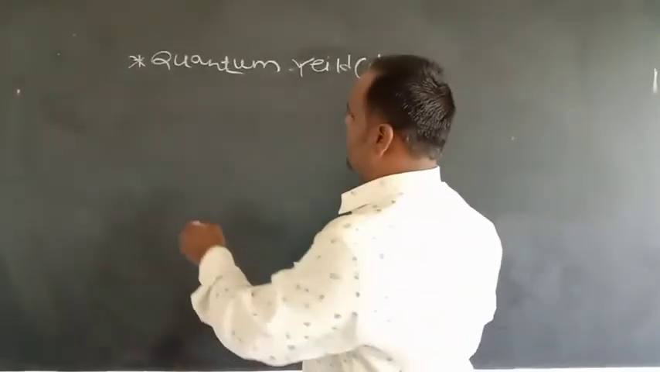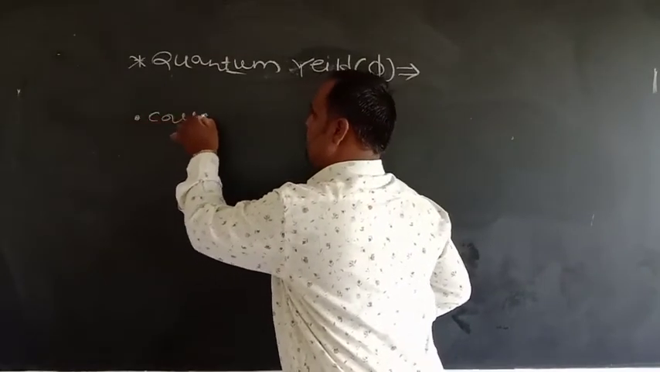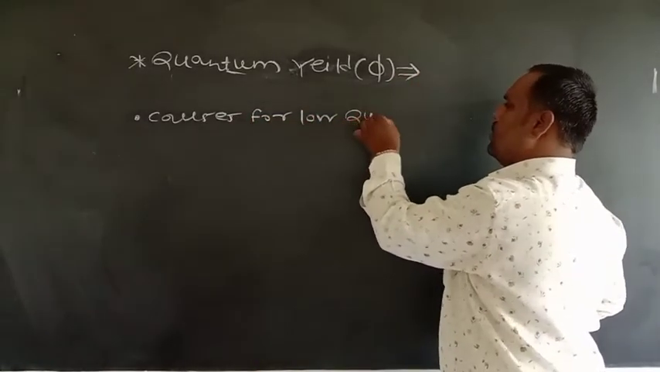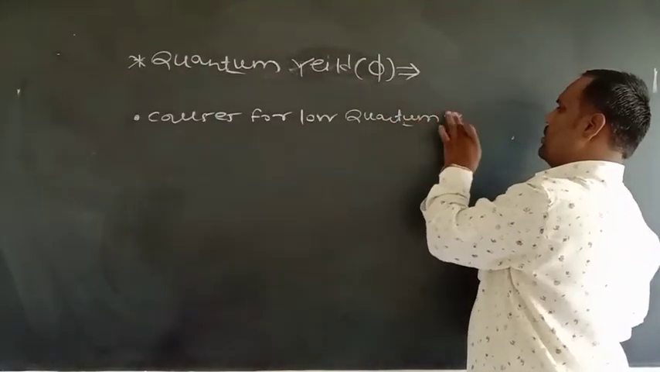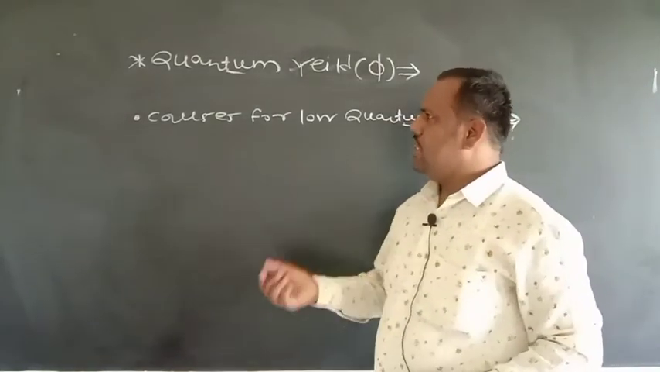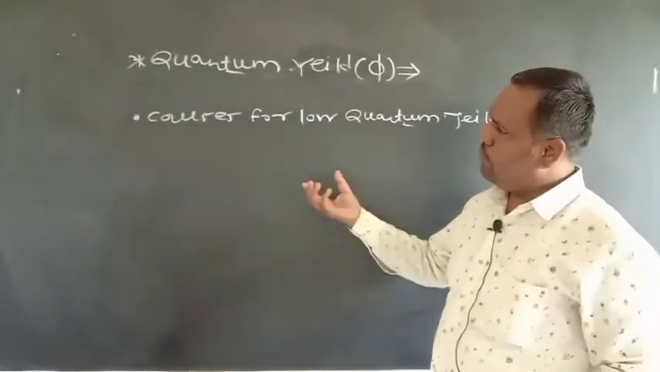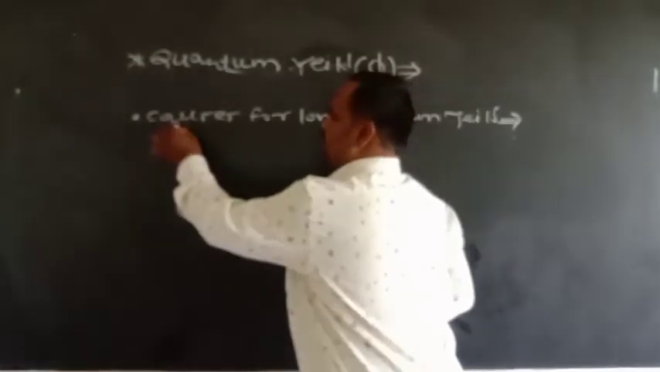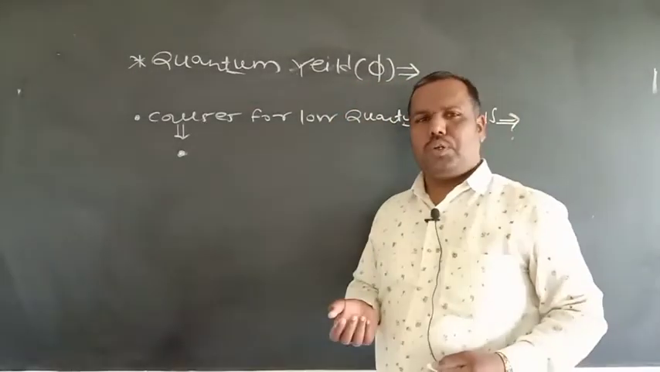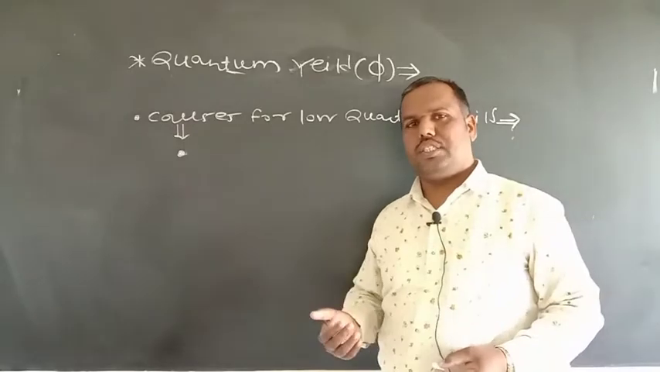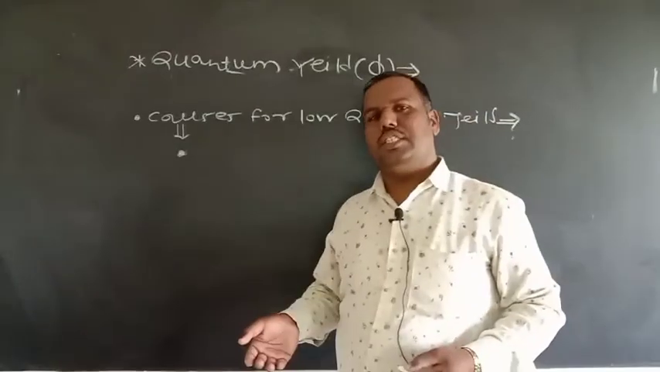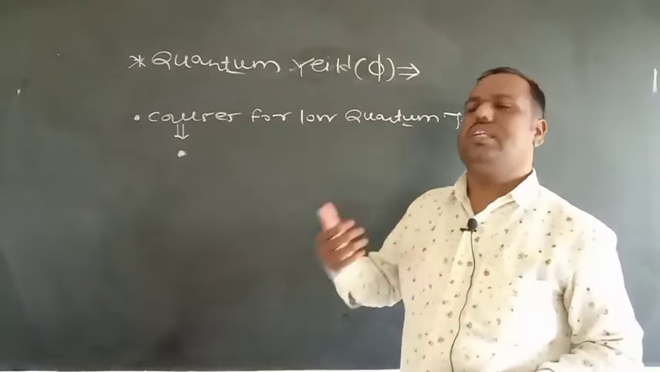So let us see the first point, that is the causes for low quantum yield. So why do we get a low quantum yield for a particular reaction? The first cause for this low quantum yield is the activated molecule. We know that a molecule absorbs light radiation, goes into the higher energy state and gets activated. This activated molecule gives its energy to another molecule which is inert or non-reactive.